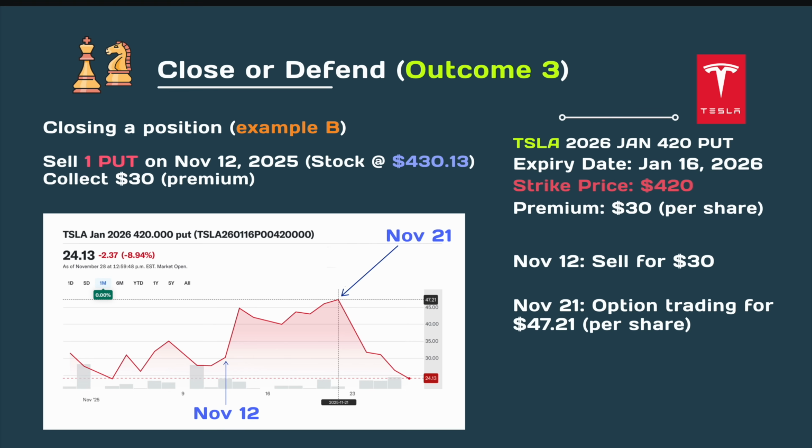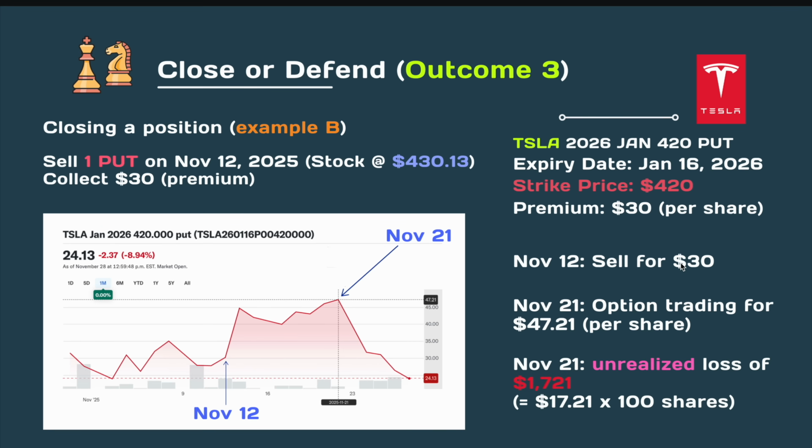To help you think about why it's showing an unrealized loss: in order for us to close this position, we have to go to the open market and buy back that option at $47.21 per share. And we only collected $30 in the beginning. That would result in a loss of $17.21 per share. And since we sold one option, which represents 100 shares, our account is going to show a loss of $1,721. And I emphasize again, you're not going to close out a losing position.